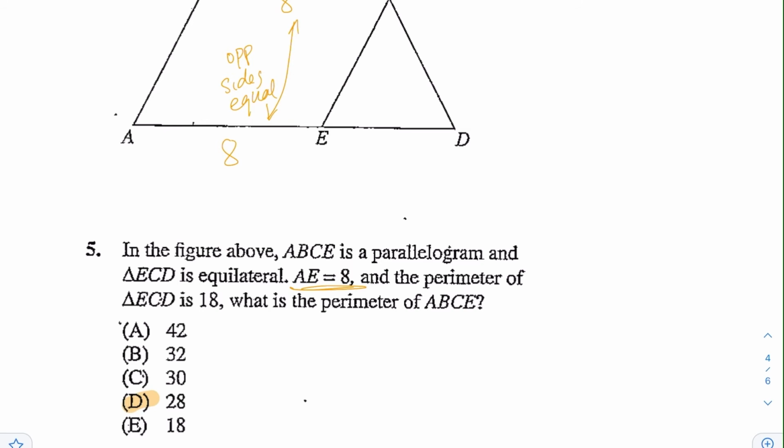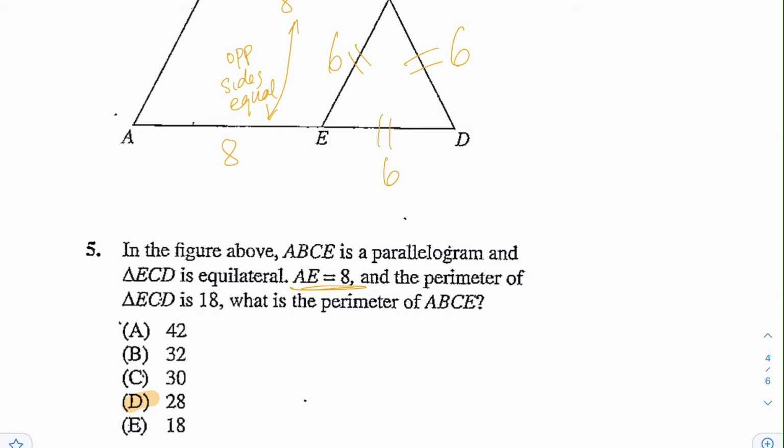Now, the next piece of information that you have to use is the fact that triangle ECD, this triangle to the right, is equilateral. So equilateral means that the triangle has all angles equal, so each angle is equal to 60 degrees. But more importantly for us in this case, all the sides are equal as well. So if all the sides are equal, and the perimeter is equal to 18, you can just do 18 divided by 3 to get that each of the sides has to be equal to 6.